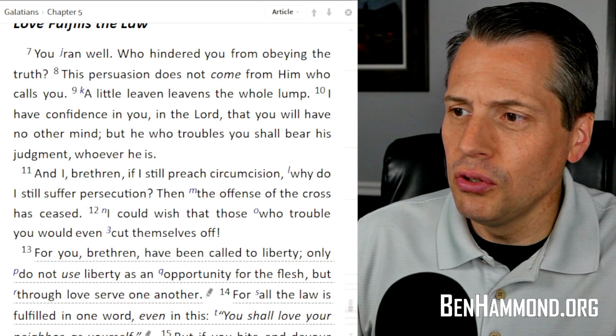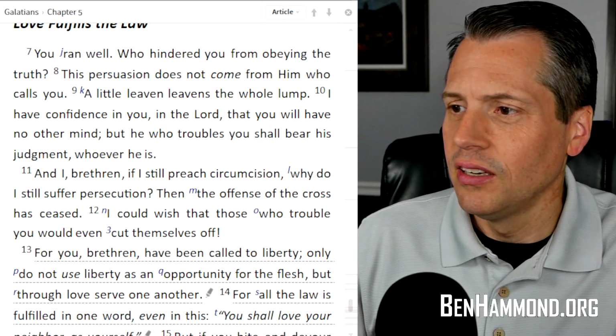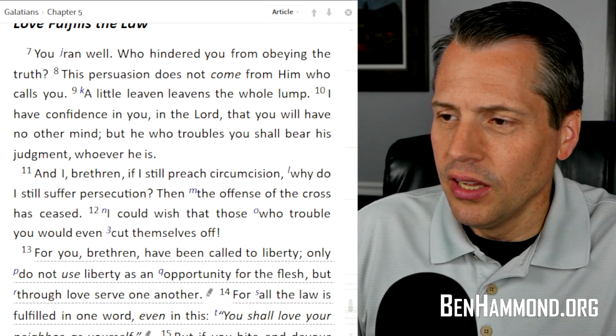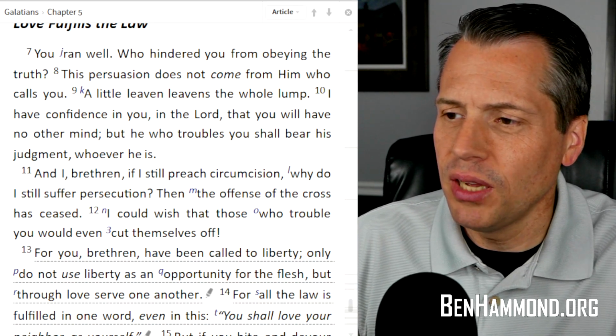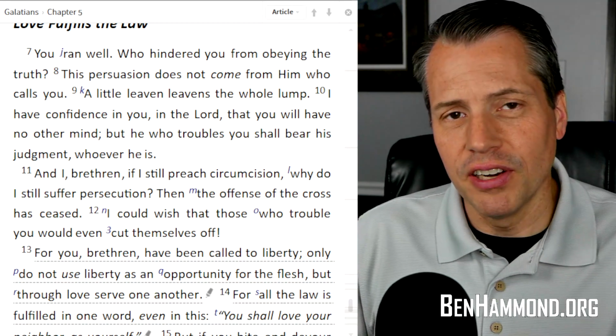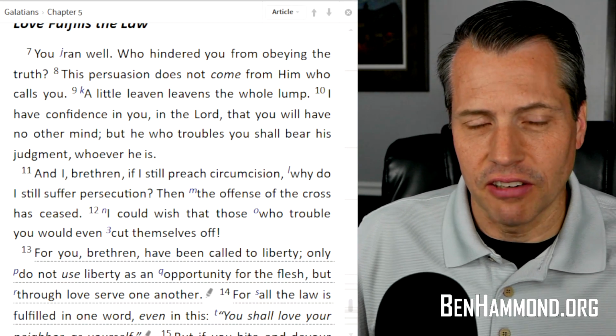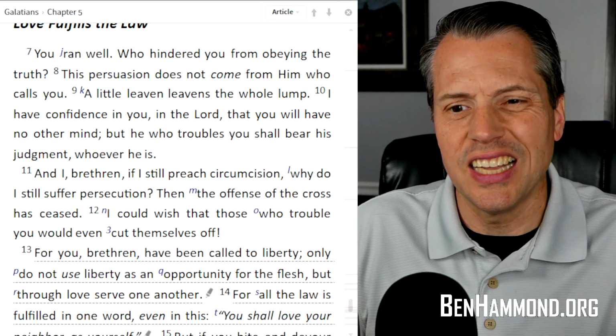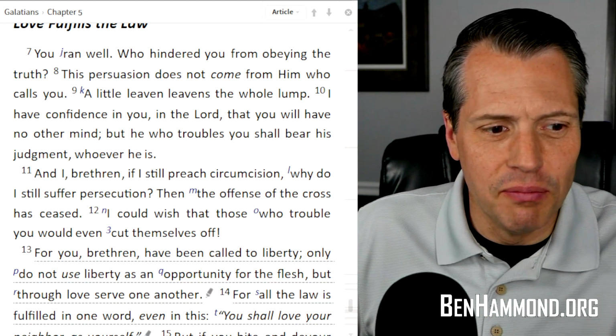And so he says this, you ran well, past tense. Who hindered you from obeying the truth? This persuasion does not come from him who called you. A little leaven leavens the whole lump. Leaven, of course, is yeast. And so that's our first word picture. False teaching is like yeast. Just takes a little bit to make a lot grow.